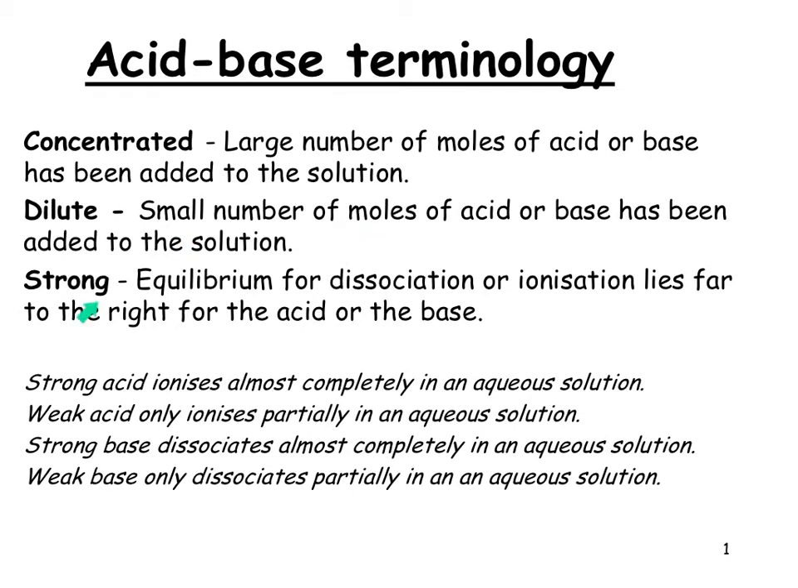A strong acid, however, is a virtue of the actual acid's nature, and it has got to do with the equilibrium position. So when the base dissociates or the acid ionizes, your equilibrium will lie far to the right. In other words, it's very effective at dissociating or ionizing. Strong acids ionize almost completely in aqueous solutions, whilst weak acids only partially ionize. Strong bases dissociate almost completely in aqueous solutions, whilst weak bases dissociate partially in aqueous solutions.